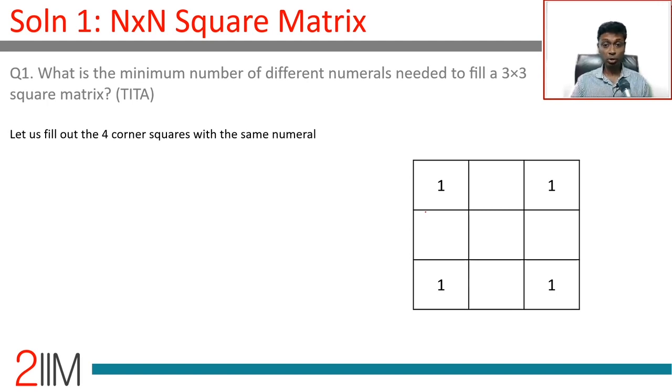What is the minimum number of different numerals needed to fill a 3 by 3 square matrix? And so I'm going to fill numerals, I'm going to plump in 1, 2, 3, and so on. The best way to start would be probably the 4 corner cells. Fine. So the corner cells should be all the same because from this corner cell, these 3 are adjacent. From this cell, these are not adjacent. So they can all be the same number.